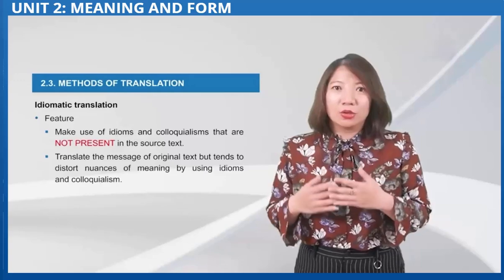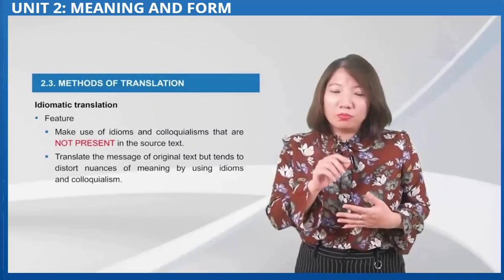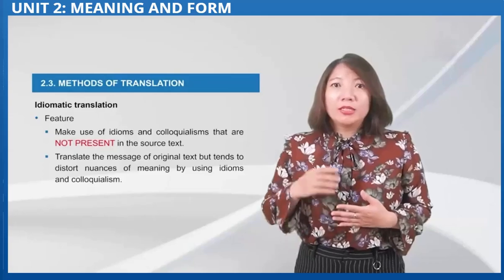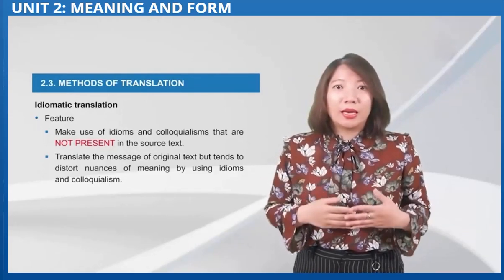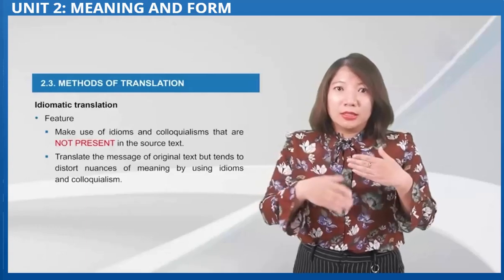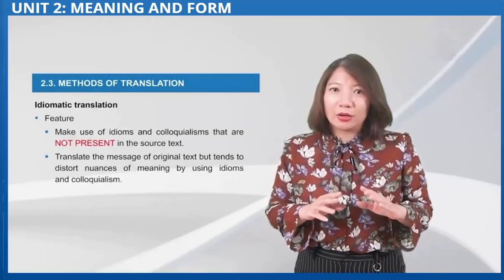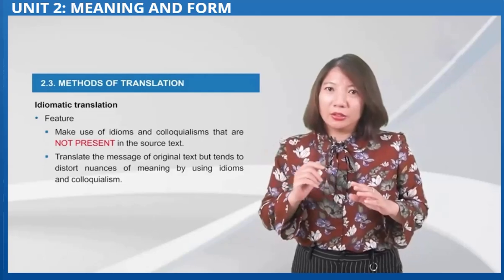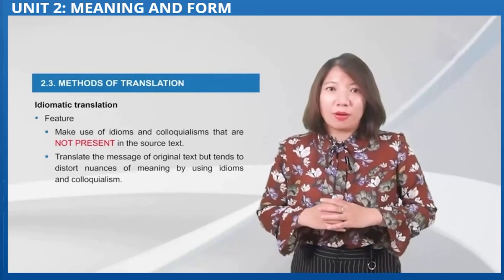Đó là sử dụng những cái idiom, những cái thành ngữ và những cái lối nói mà nó không có ở trong văn bản gốc, nhưng chúng ta lại chèn thêm vào trong cái văn bản đích với mục đích là làm gì? Distort nuances of meaning. Chúng ta chèn thêm những sắc thái ý nghĩa, có thể là tích cực, có thể là tiêu cực vào trong cái văn bản gốc mà không làm thay đổi ý nghĩa của văn bản.